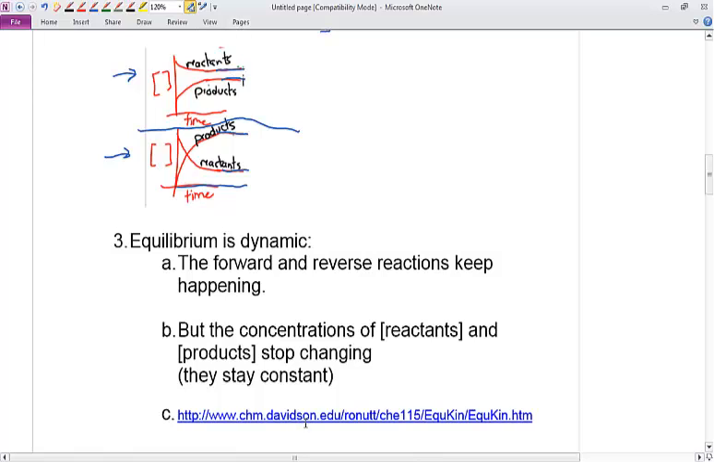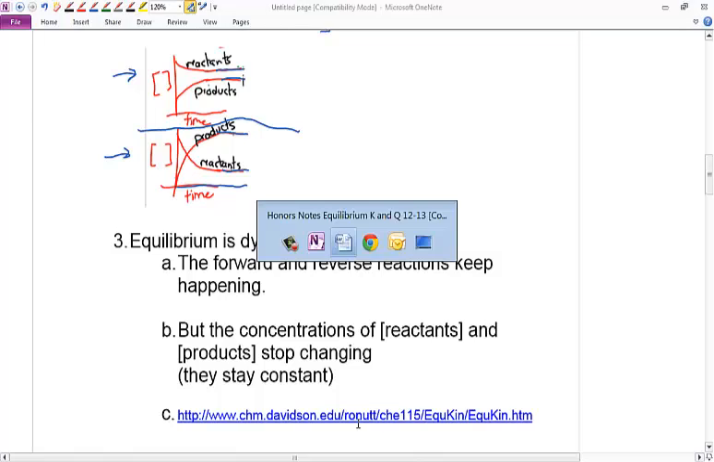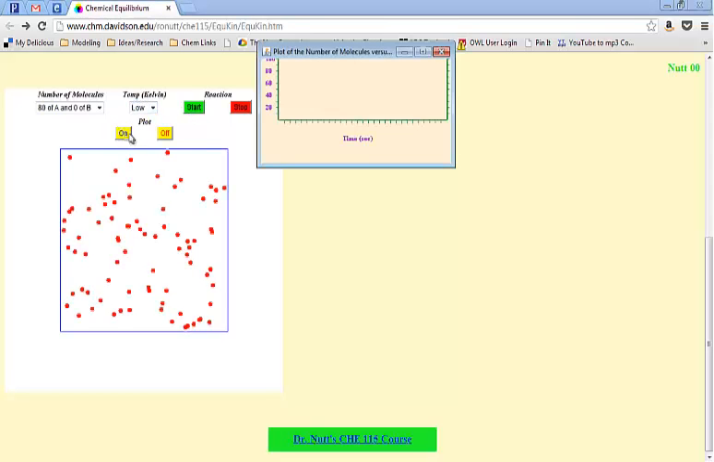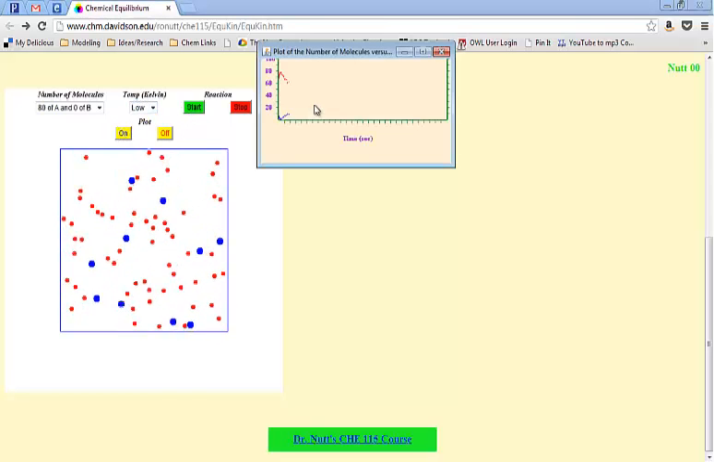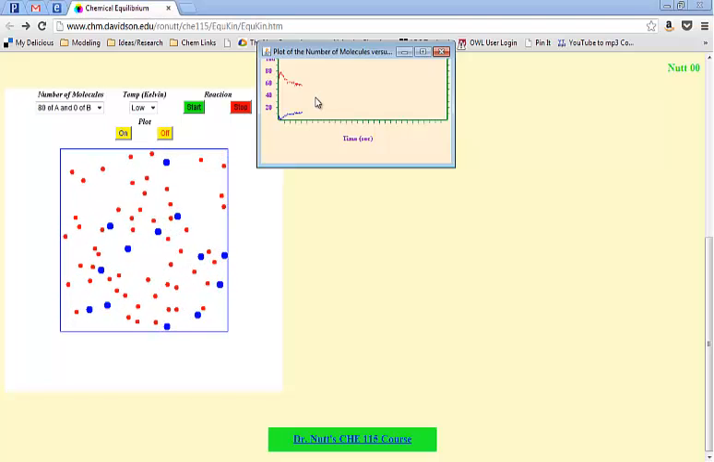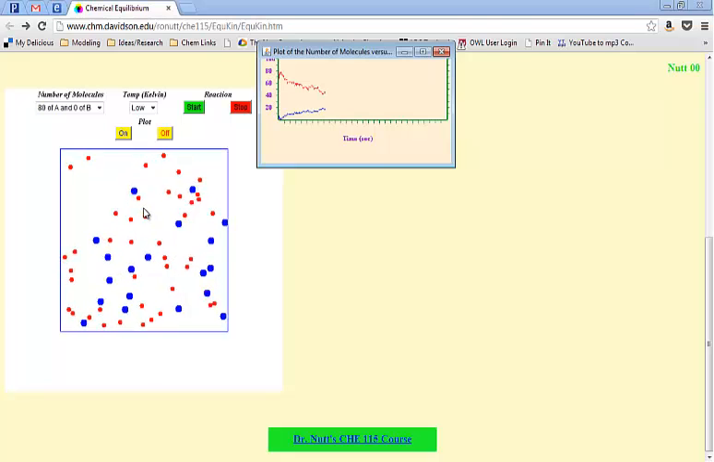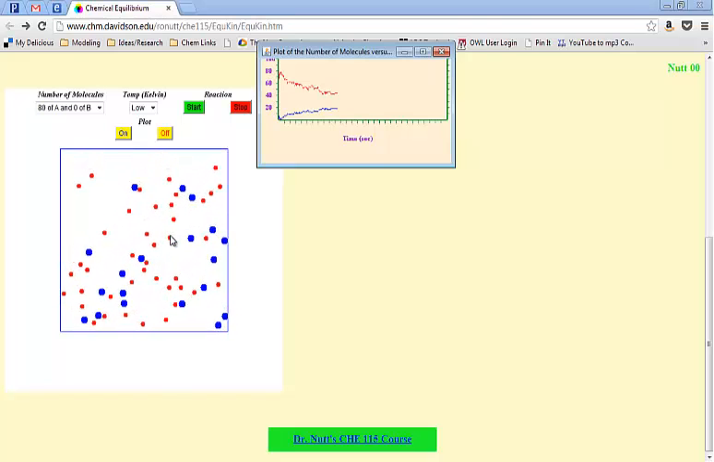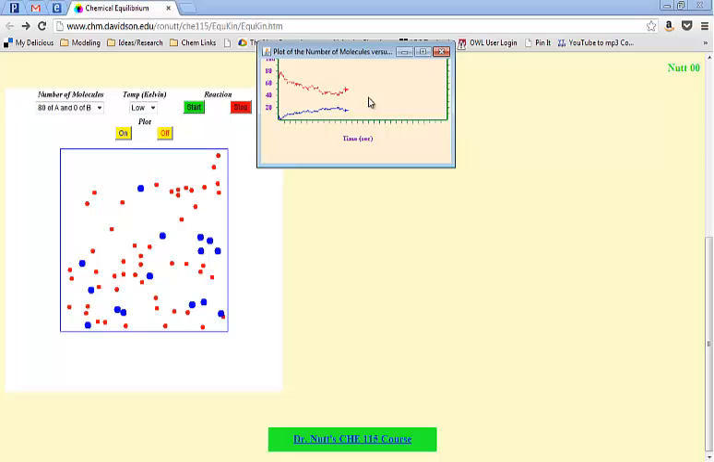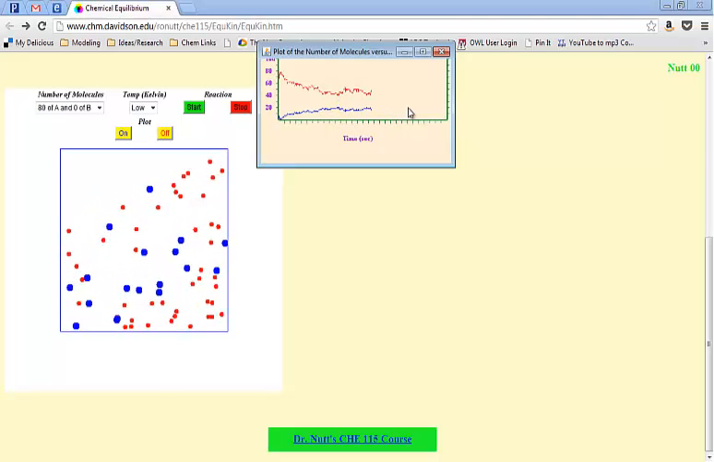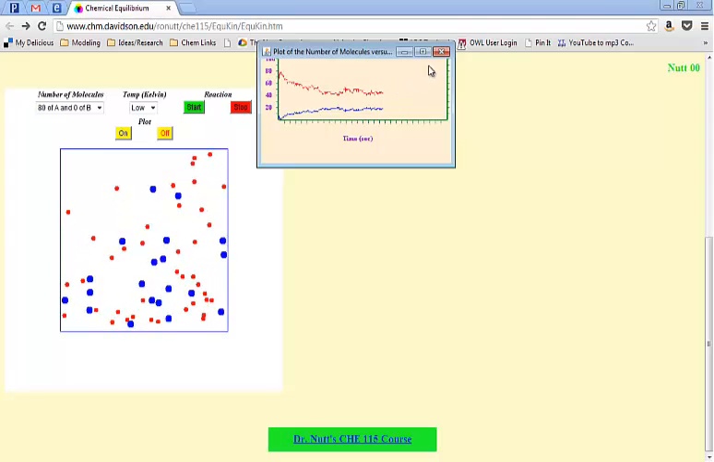This link right here is a great animation. You can mess around with it a little bit. I'll pull it up here for you. You can change the number of molecules. You can change the temperature. Just turn the plot on and you will see a graph. For example, at this low temperature starting with more A, over time you see the reaction is still happening. There's still red things turning blue and blue things turning red. But they do start to kind of even out, although there will be temporary bumps. Over time they will kind of reach a plateau or a flat line.